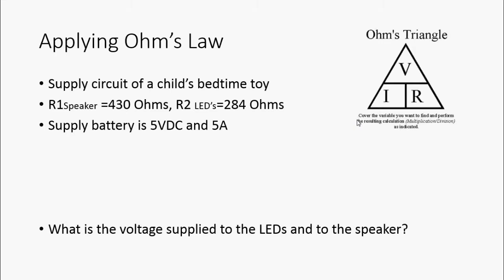R1 is equal to 430 ohms and R2 is equal to 284 ohms. And the supply is a battery with 5 volts DC and 5 amperes of current. What is the voltage supplied to the LEDs and the speaker?